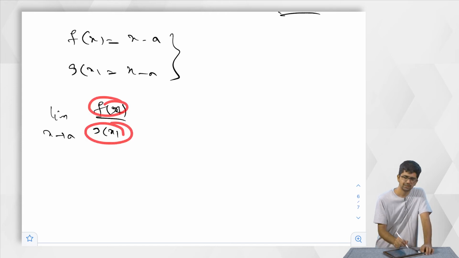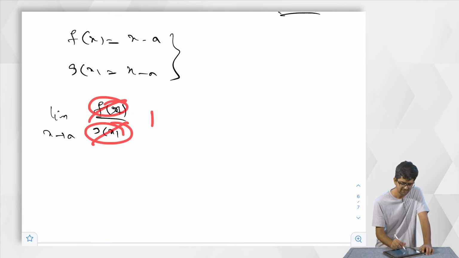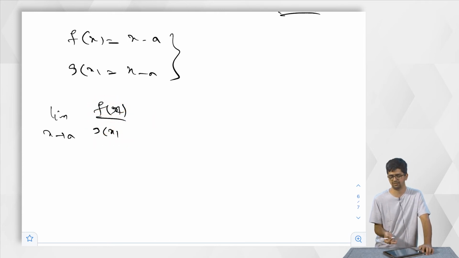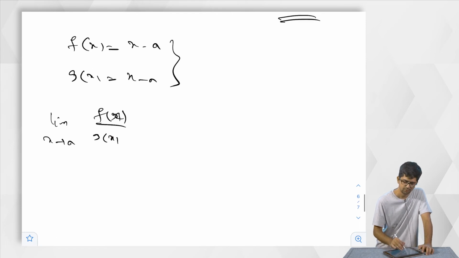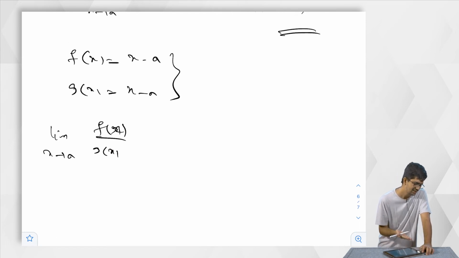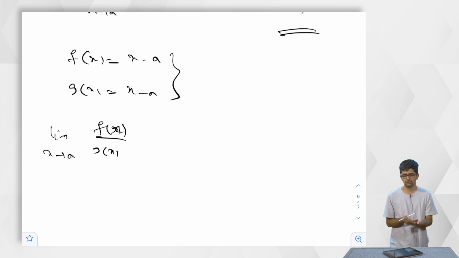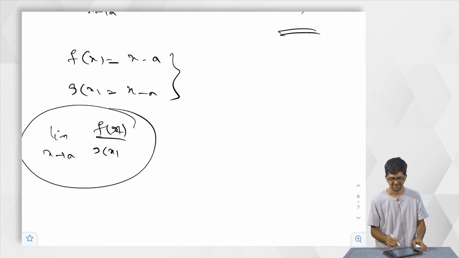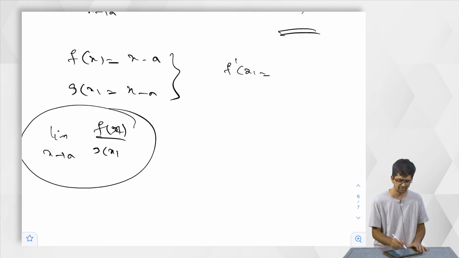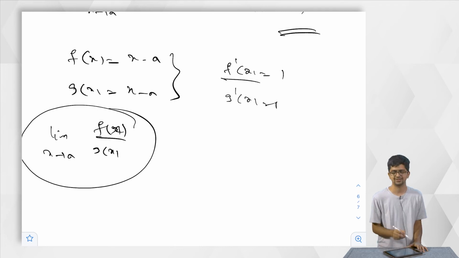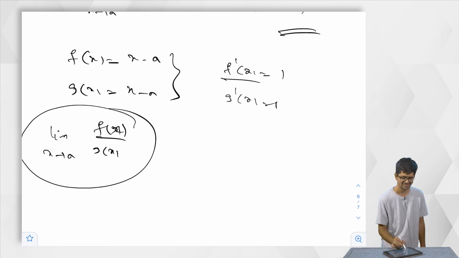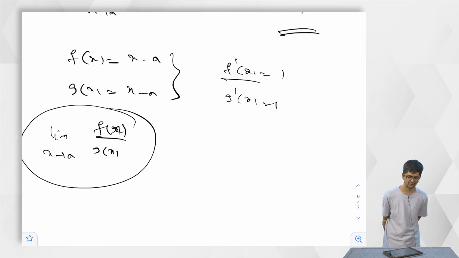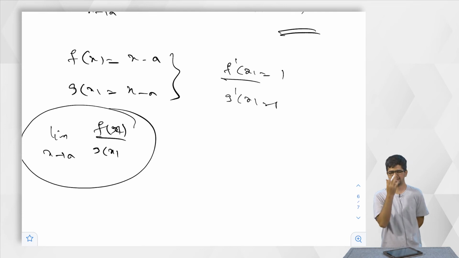f(x) and g(x) are the same functions, so this gets cancelled. So it is the limit of a constant function, that exists always. So this suggests that even though f a and g a are 0, this limit might exist. Let us check the f dash and the g dash. What is f dash? That is 1. What is g dash? That is 1. What is f dash x by g dash x? That is just 1. And we have just now seen that this is also 1. For a constant function, the limit always exists, and those two are the same.